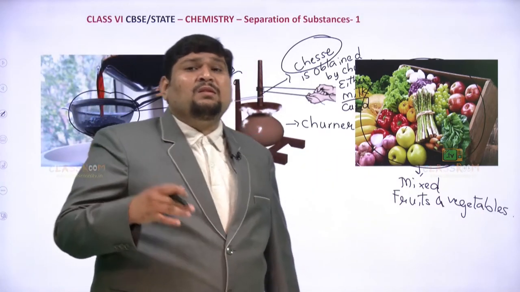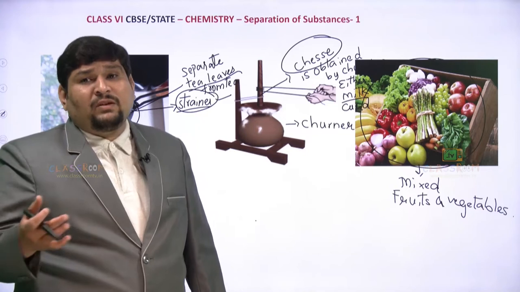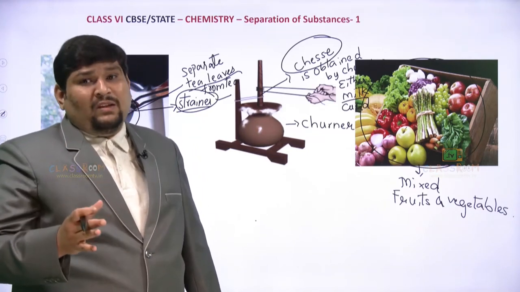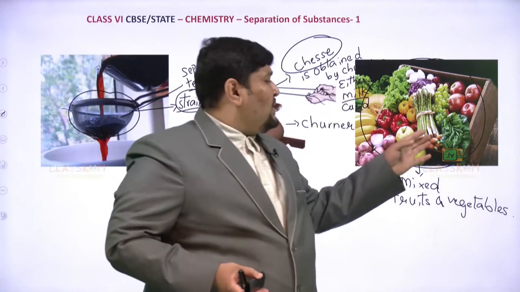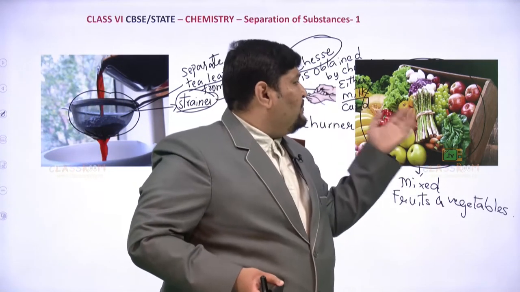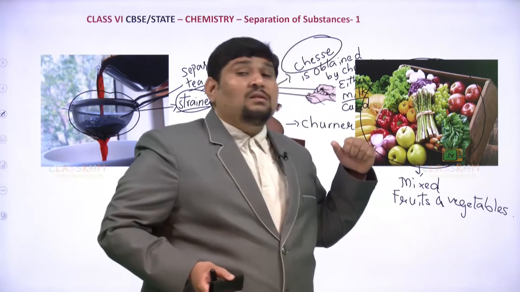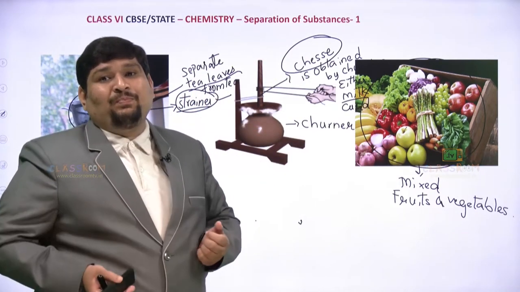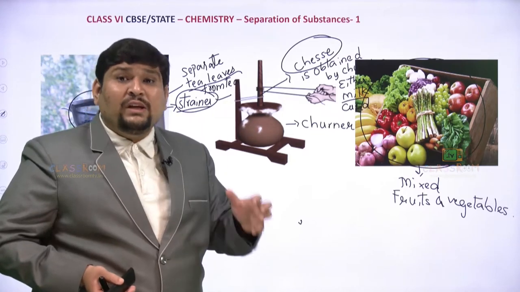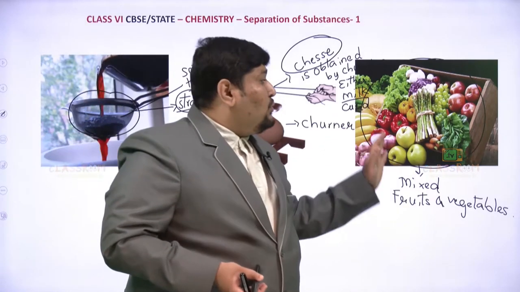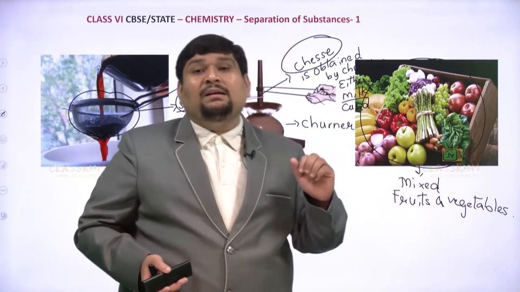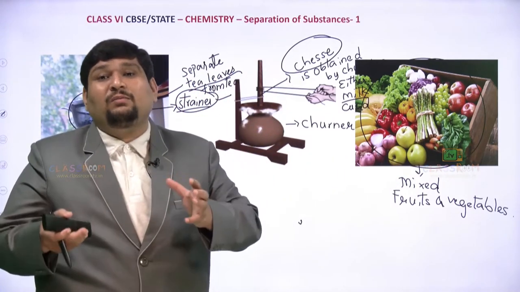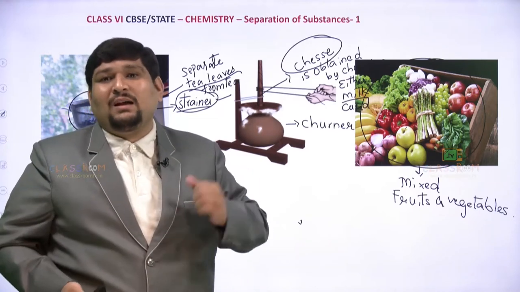Once these vegetables and fruits which you have purchased are mixed up, you definitely need to separate them, isn't it? Now, you can find some apples, some onions, some garlic, some leafy vegetables. All these vegetables and fruits are mixed up. Now, you need to separate the fruits and vegetables and show that these are the set of fruits and these are the vegetables which you got from the market.